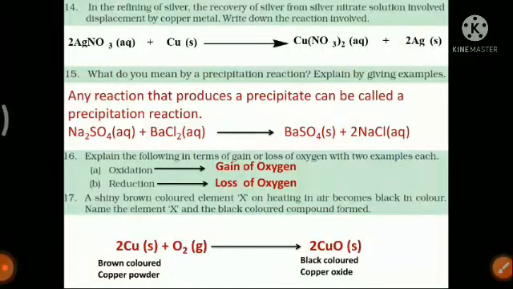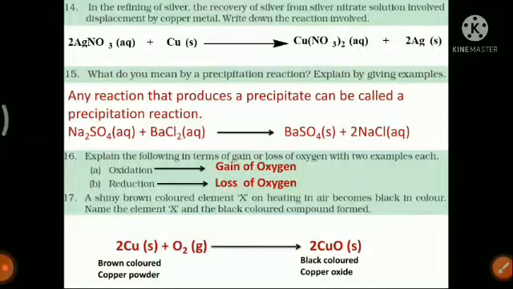Now question number 14. In refining of silver, recovery of silver from silver nitrate can be done by displacement with copper metal. So there will be a displacement reaction between silver nitrate and copper metal, and you have to write the reaction. Since copper is more reactive than silver, copper will displace the silver and you will form copper nitrate and silver metal. Simple. You have to understand the question. There is recovery of silver, that is we will get silver from silver nitrate. And how we will get silver from silver nitrate? By a displacement reaction with copper metal.